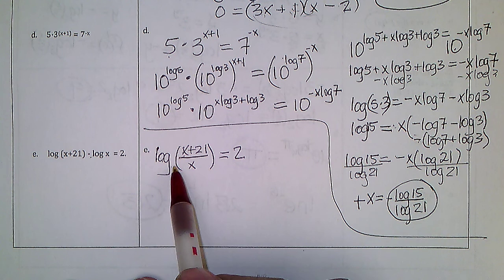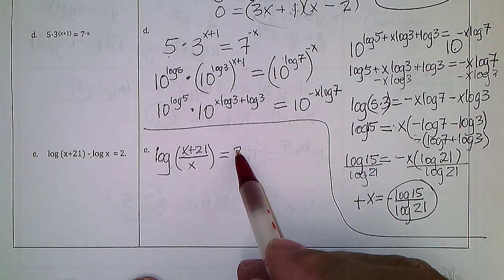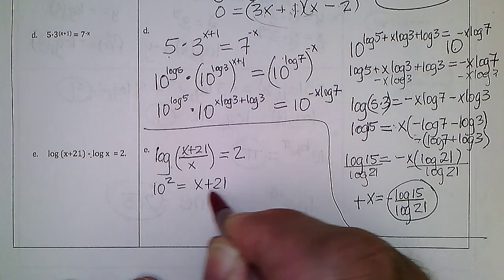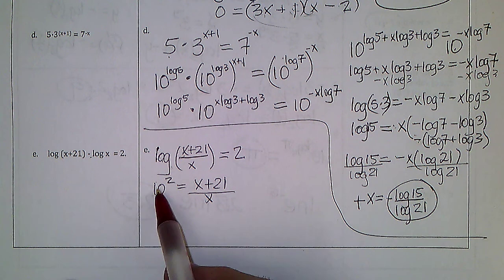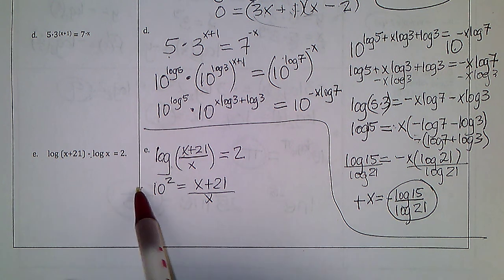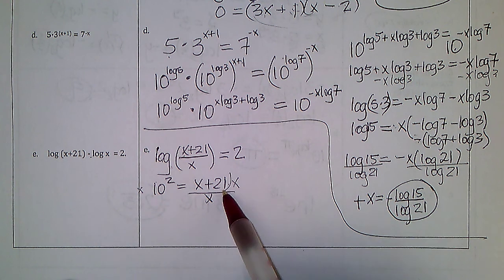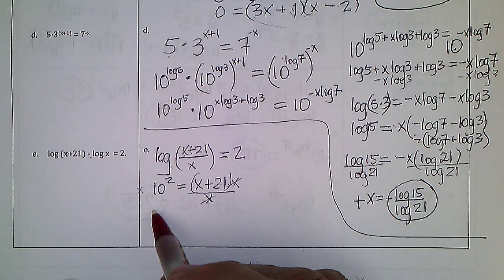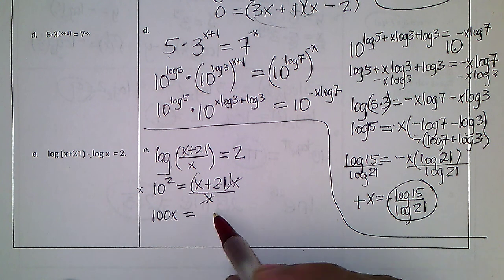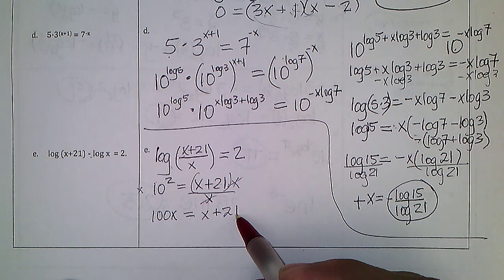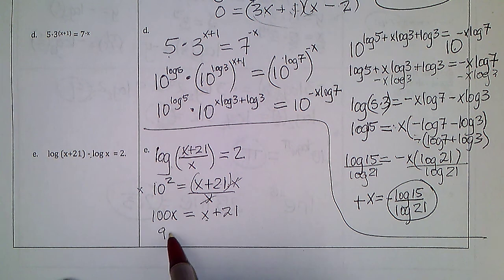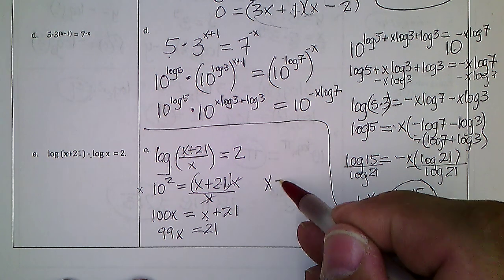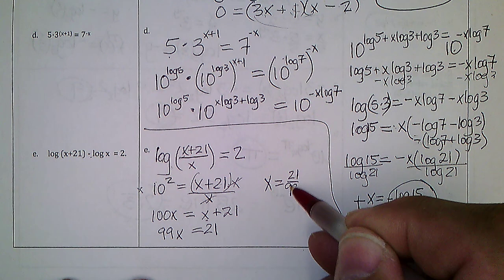This is log, no base shown, so it's 10. So now to solve this, we're going to write this as a power equation. 10 to the 2 is x plus 21 over x. 10 to the 2 is 100, and if we multiply both sides by x, that gets rid of the x. So we get 100x equals x plus 21. Subtract x, we get 99x equals 21. Divide by 99, and we get x equals 21 over 99.